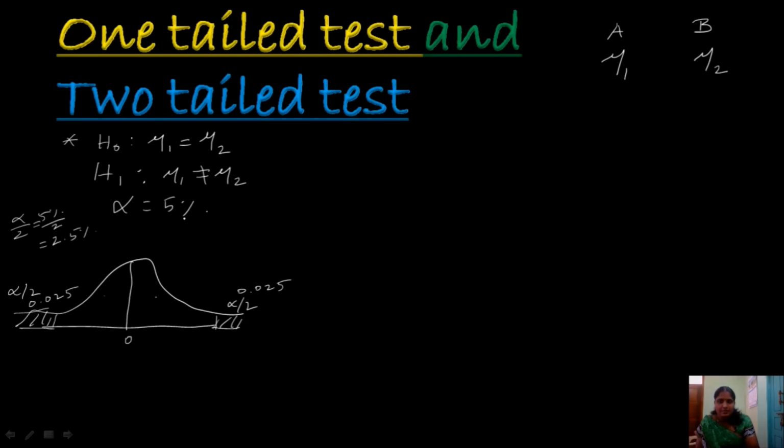So the table value of Z at 5% level of significance is Z equal to minus 1.96 and Z equal to plus 1.96. If my calculated value falls in this region, I am going to accept the null hypothesis. Otherwise I am going to reject the null hypothesis. That means this is my acceptance region, whereas these two shaded regions are my rejection region.